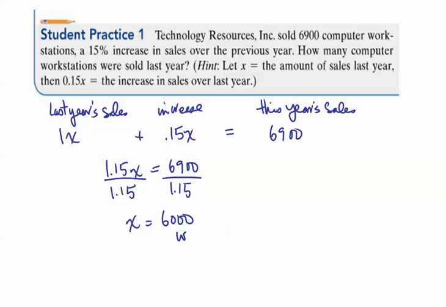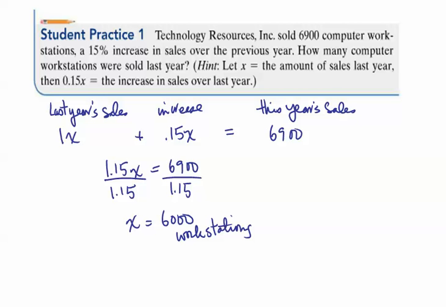So 6,000 workstations. Hopefully the company didn't just make 6,000. 6,000 workstations sold last year. And we could multiply 0.15 times 6,000, and you would find that that's an increase of 900 machines. And so you would have a total of 6,000 plus 900 increased, or 6,900 sales this year. Okay, let's go on to the next.